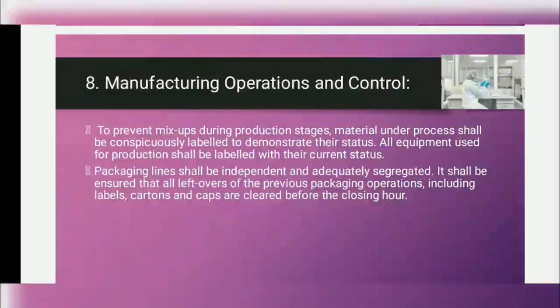To prevent mix-ups during production stages, materials under process must be conspicuously labeled to demonstrate their status. All equipment used for production must be labeled with their current status. That is, there must be a label on all equipment about their calibration, whether they are calibrated or not, and what is happening in that equipment. This must be conspicuously labeled.